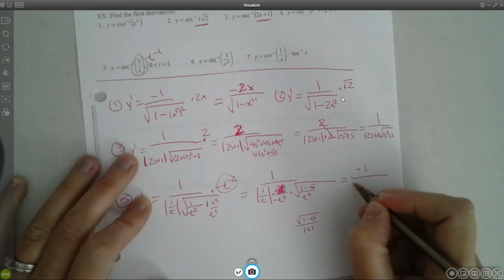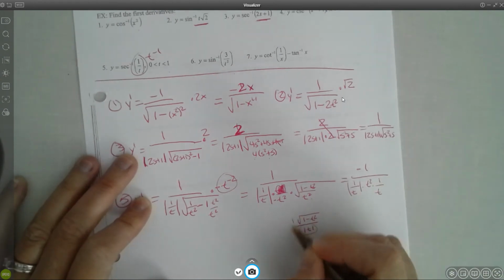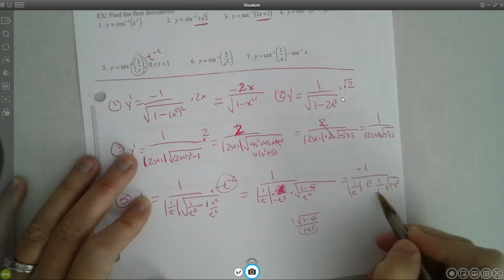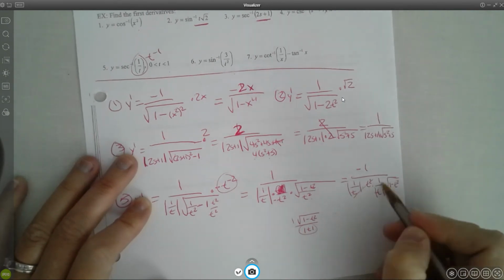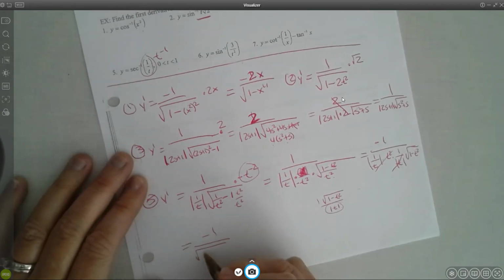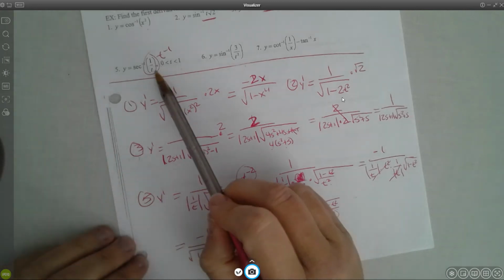So then I'd have a 1 over a t times a t squared times a 1 over a t from this right here. This is a 1 over t, and then that square root. So really these two t's would cancel with that one. So really this whole derivative cancels down to the square root of 1 minus t squared. So you really just need to practice plugging it in.